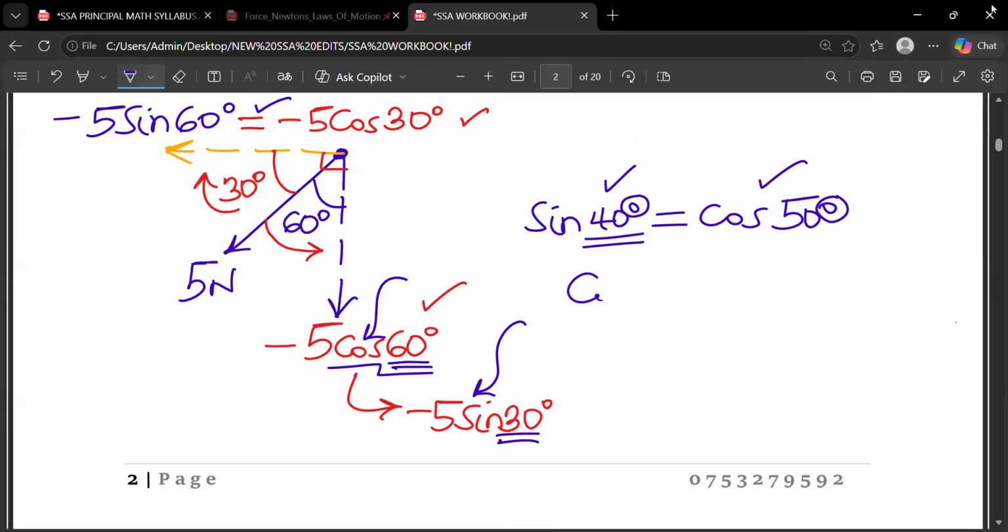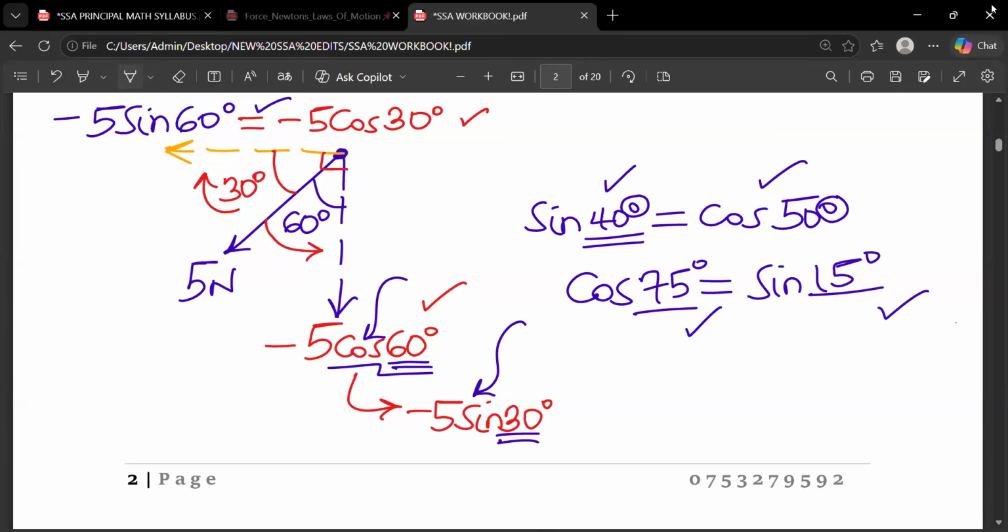Just get any angle. Cos is the same as sine, on condition the angles here make a total of 90. For example, put here 15 degrees and then put here 75 degrees. You will see that the answer here is the answer here. Nothing much. Okay? That is what they call the complementary rule.